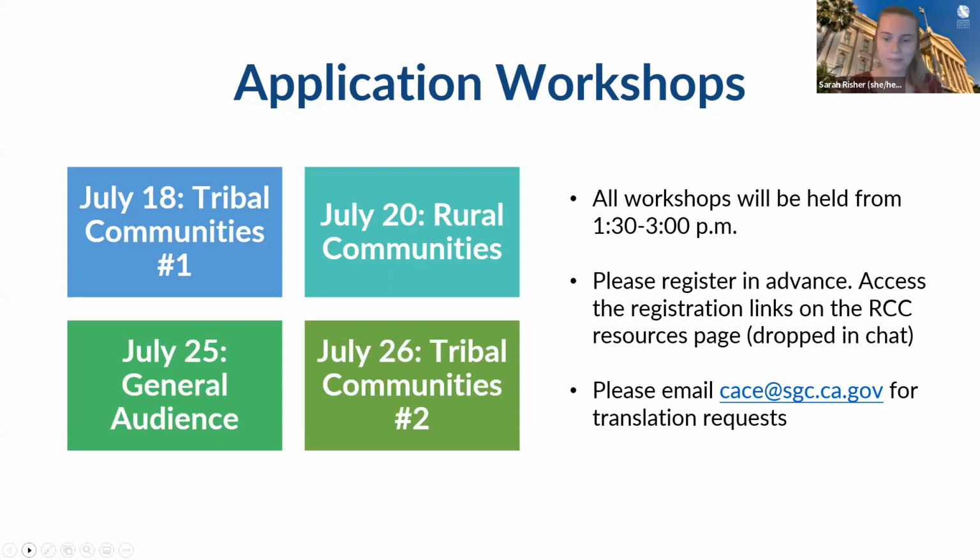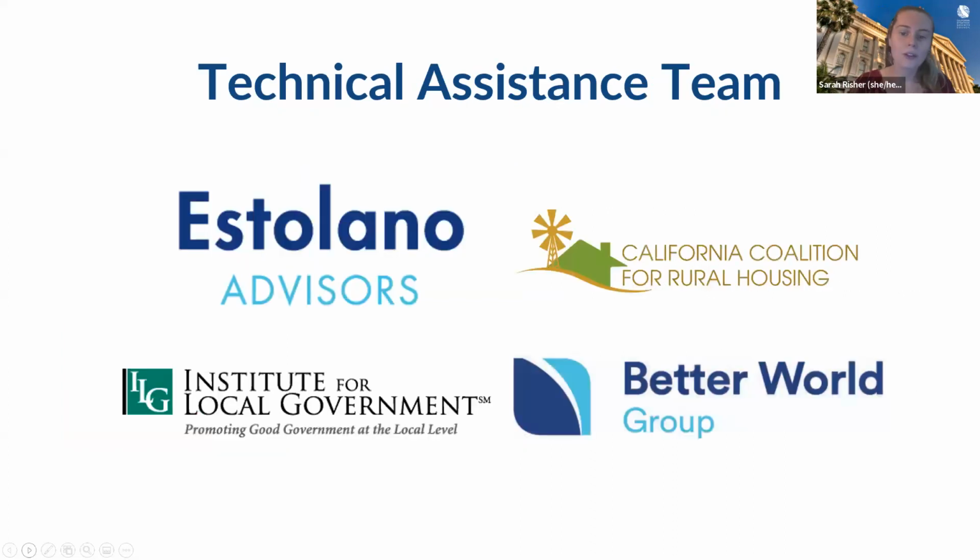Next slide. So we also have a wonderful third-party technical assistance team on board that is providing direct application support. The TA team is comprised of 4 really awesome organizations. So Estolano Advisors, California Coalition for Rural Housing, the Institute for Local Government, and Better World Group. This team was also our TA providers for round 1, so they're very familiar with the RCC program. Next slide.